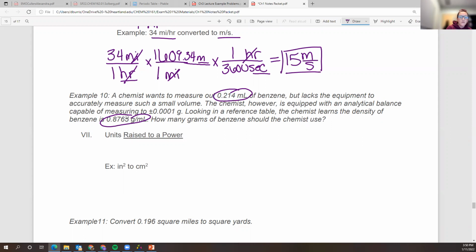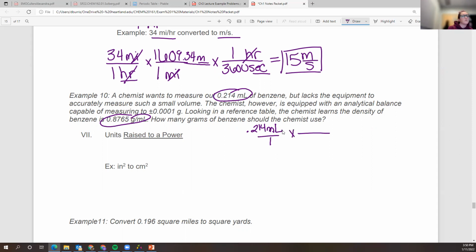Okay, so my tip for you is always start with a volume or a mass if you can. I don't want to convert this density unless I'm actually trying to convert the density. So if you have the option, try not to start with the ratio, try to start with a different unit. So actually, I'm going to start this one, 0.214 milliliters over 1. All right, I want my milliliters to go away.